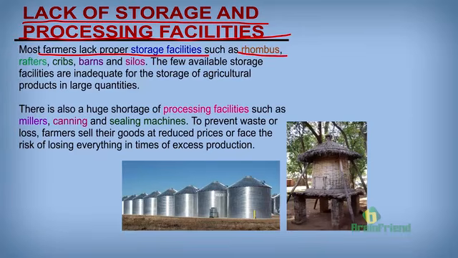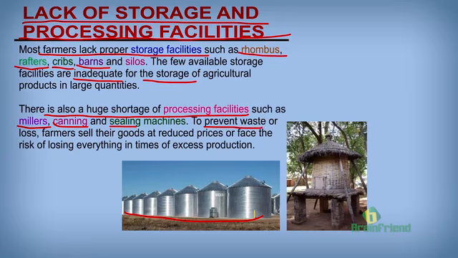rumbus, rafters, cribs, barns, and silos. The few available storage facilities are usually inadequate for the storage of large quantities of agricultural products. There is also a huge shortage of processing facilities, such as millers, canning and sealing machines. And because these facilities are not there, farmers usually do not have what it takes to process their excess products to other useful items.